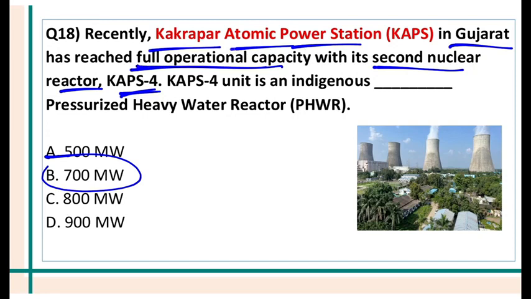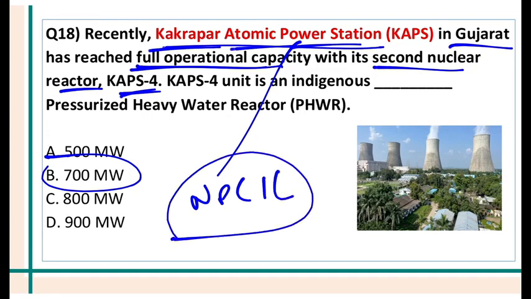So this Kakrapar Atomic Power Station is indigenous and it is constructed by Nuclear Power Corporation of India Limited. Kakrapar is located in Gujarat, right? And Nuclear Power Corporation of India is a company that works under the Department of Atomic Energy, and it is based in Mumbai in Maharashtra. And Kakrapar Atomic Power Plant is located in Gujarat.